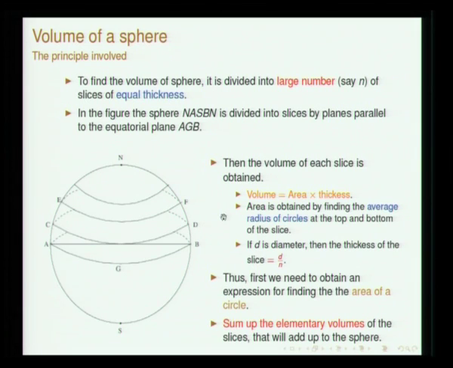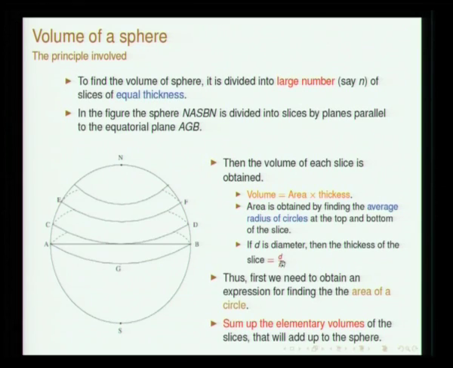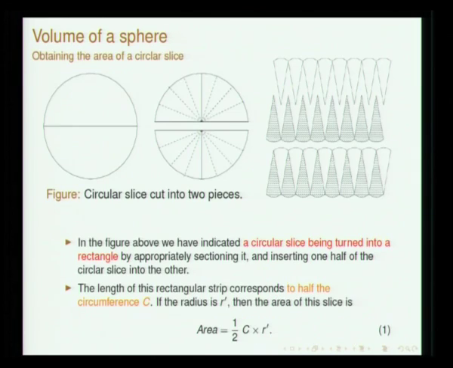Then the idea is to first find the volume of a slice, and then find the sum of these. This is the general principle that is adopted. Sum up these elementary volumes of the slices, which will give the volume of the sphere. This is the overall procedure. So, how do they do that?